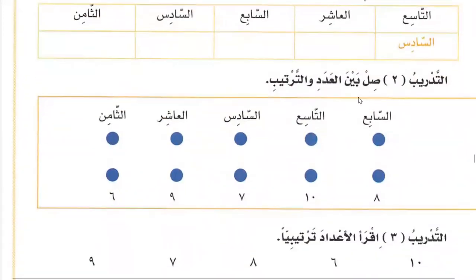Second exercise: join the number and the position. So Sabi, 7th will be joined with this 7. Tasi, 9th will be joined with this one. Sadis, 6th will be joined with this one.